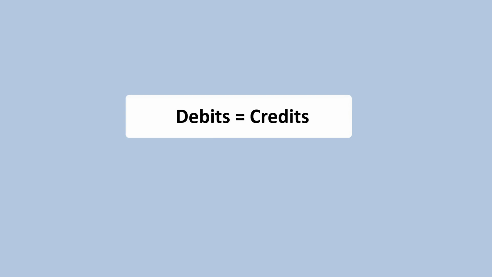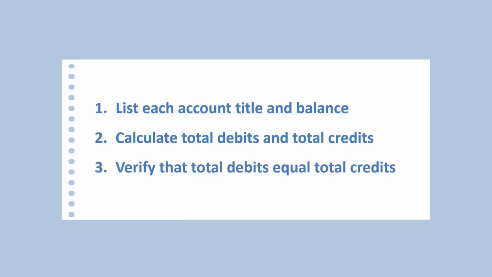The preparation of a trial balance involves 3 key steps. 1. List each account title and its respective amounts from the ledger. 2. Calculate the total debits and total credits. 3. Verify that the total debits equal the total credits.